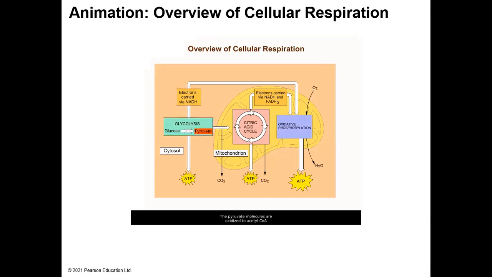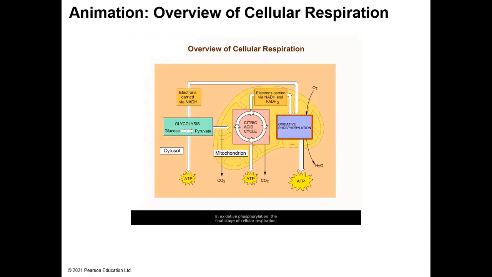The pyruvate molecules are oxidized to acetyl-CoA as they enter the mitochondrion, releasing carbon dioxide. These acetyl-CoA molecules enter a series of reactions called the citric acid cycle. More carbon dioxide is released as the citric acid cycle completes the oxidation of glucose. In the citric acid cycle, a small amount of ATP is formed by substrate-level phosphorylation, but most of the energy released by the oxidation of glucose is carried by NADH and FADH2.